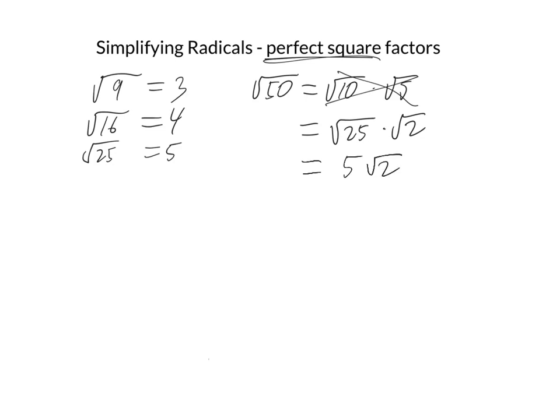But what I've just done is rewritten the square root of 50 to be 5 times the square root of 2, or 5 rad 2. Those are equivalent expressions, but this is considered simplified because the square root of 2 is broken down as small as it can possibly be.